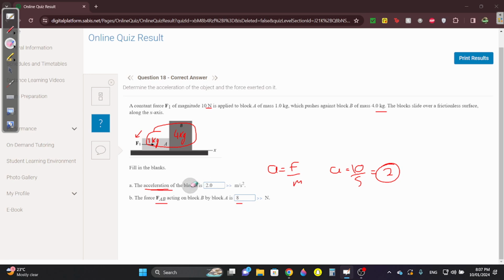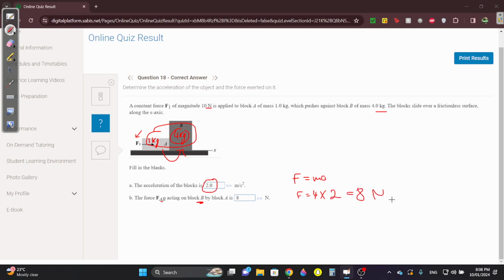The force AB acting on block B by block A is 8 newtons. They want that force, not the total force. The total force would be 10 newtons, right? But no, we want the one acting by A on B. You have to find it using F equals MA. We know that the mass of block B is 4 kilograms, and the acceleration that we're using here is 2.